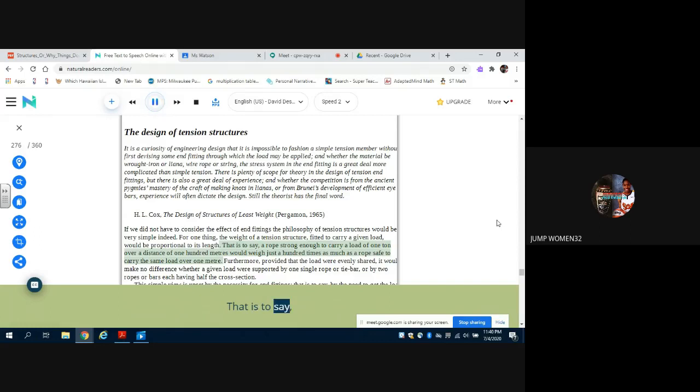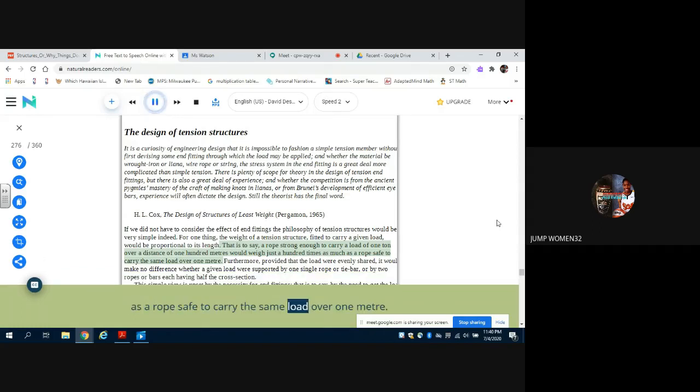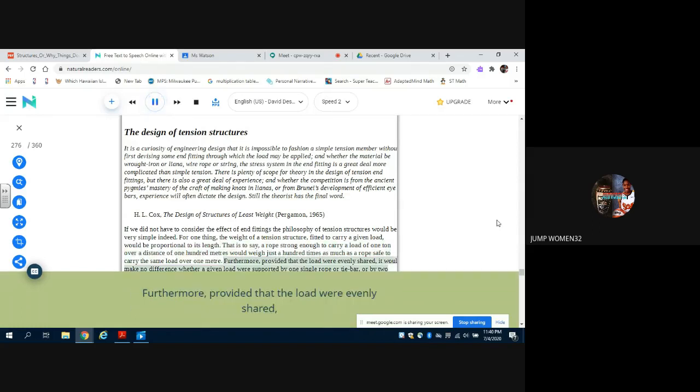That is to say, a rope strong enough to carry a load of 1 ton over a distance of 100 meters would weigh just 100 times as much as a rope safe to carry the same load over 1 meter. Furthermore, provided that the load were evenly shared, it would make no difference whether a given load were supported by one single rope or tie bar, or by two ropes or bars each having half the cross section.